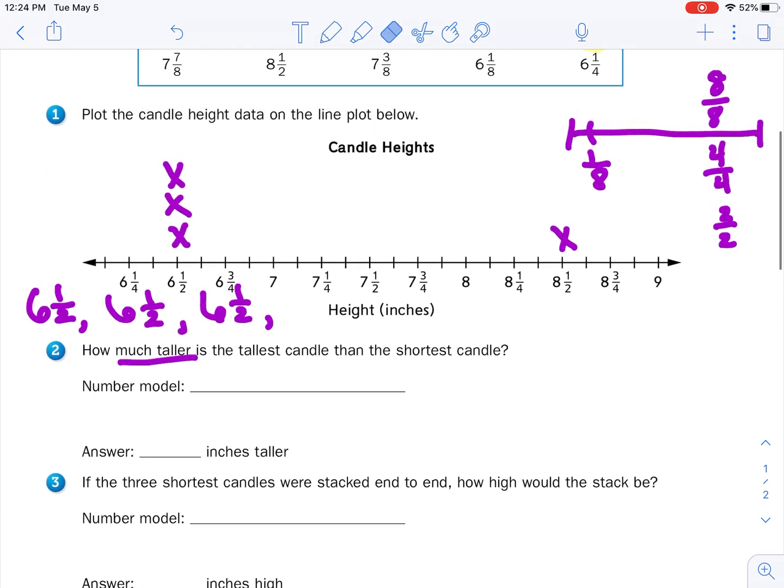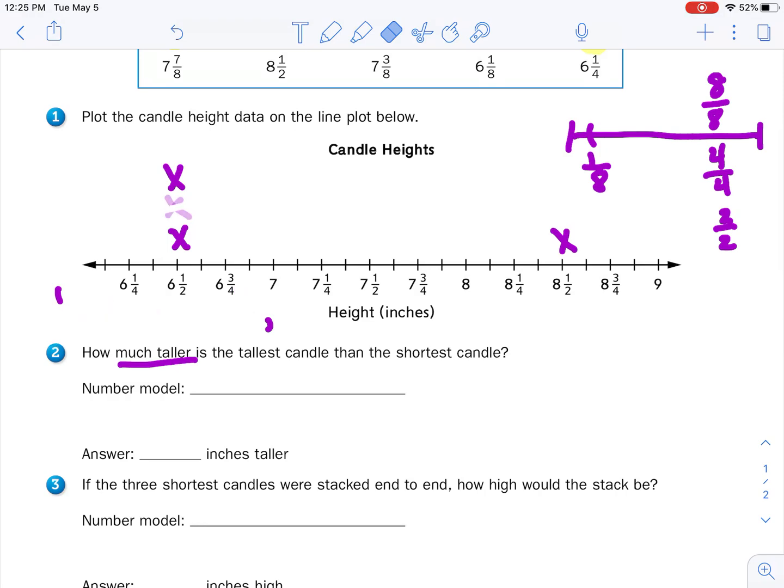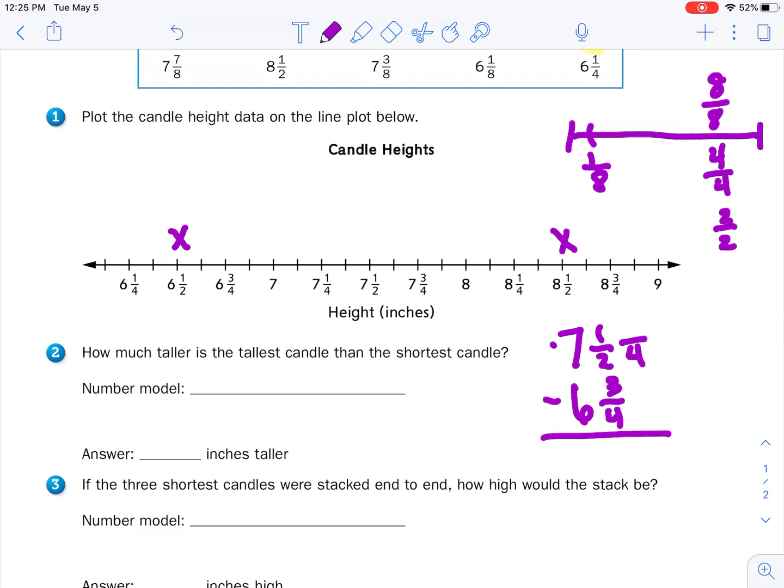All right, so let's just pick, for practice, 2 of the candles, and let's do some subtraction just to remember how to do that. So I'm going to pick a 7 1/2 candle, and let's say we're subtracting a 6 3/4 candle, okay, to see how much taller this one is. So they have different denominators, so I have to change them. Well, a 2 can become a 4, so I'm going to change that. So 2 times 2 is 4, so 1 times 2 is 2. So 7 2/4 minus 6 3/4.